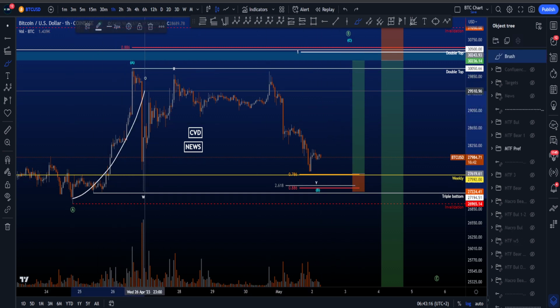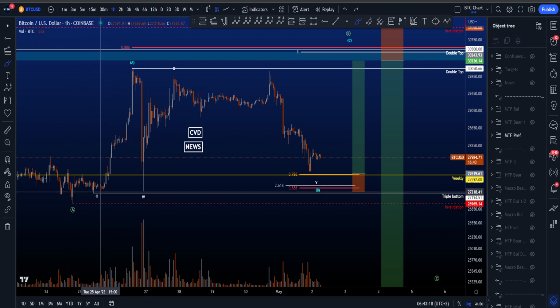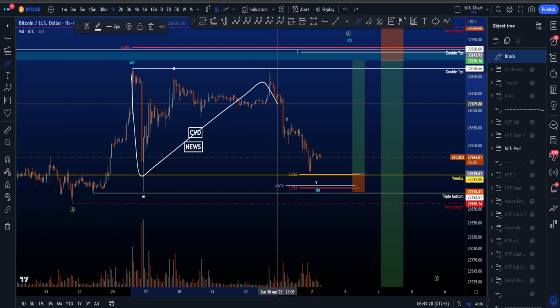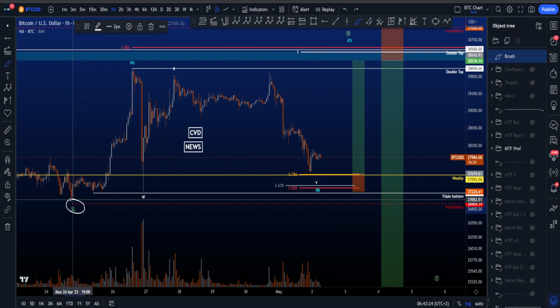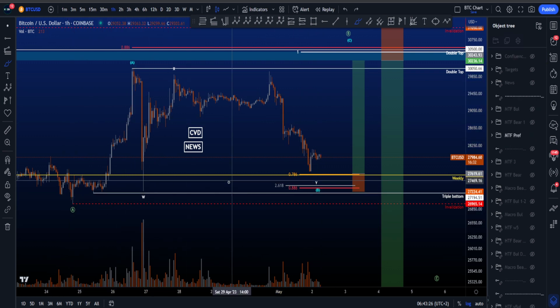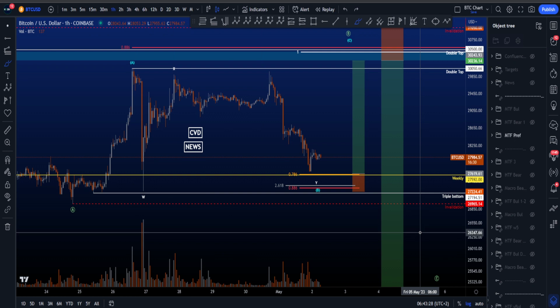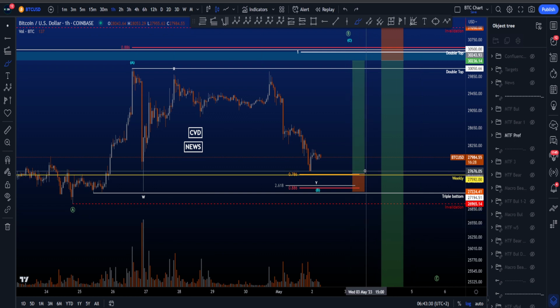Now in this wave A, that means that this has to be a 5-wave structure, which also means that this corrective pattern over here and then the blue wave B cannot go below the origin of this blue wave A. That is a very clear invalidation at 26.9k for also this potential long scenario that we have.